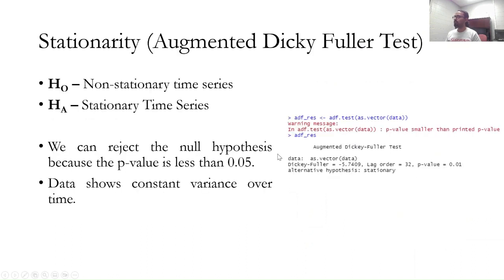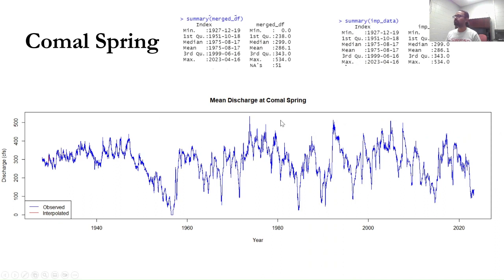So trend is present. Similarly, to test for the stationarity, with the null hypothesis being non-stationary data and alternative hypothesis being stationary, so we can see p-value less than 0.05 here. I performed augmented Dickey-Fuller test and Dickey-Fuller constant being minus 5.74. So it basically means p-value being less than 0.05. We reject the null hypothesis and say that there is a constant variation over time in this data.